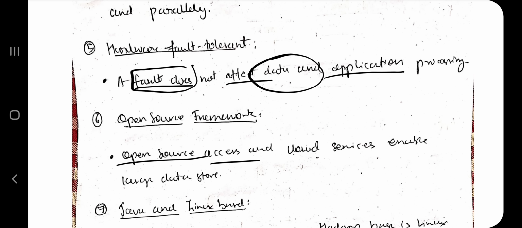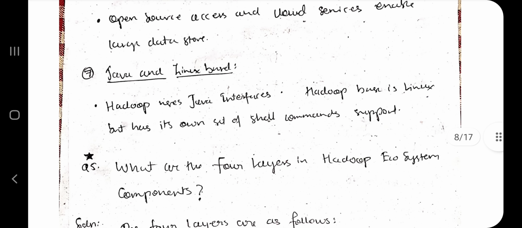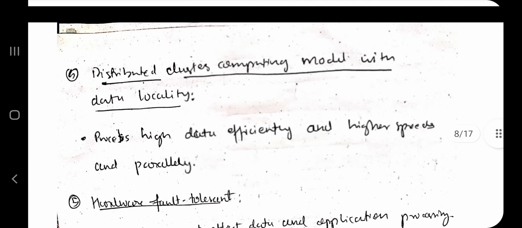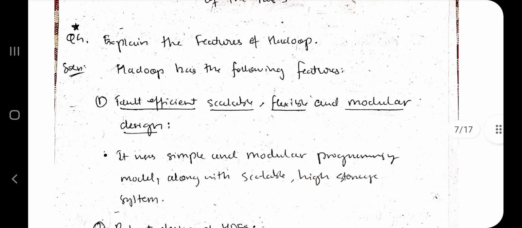It is open source, access is available for all the people, and it handles large databases, and it uses Java interfaces, and the UI is regarding Linux, meaning the base of Hadoop is Linux, okay, but it has its own shell of command support, okay. So what are the features of Hadoop? Nothing, just remember that toy elephant, okay.